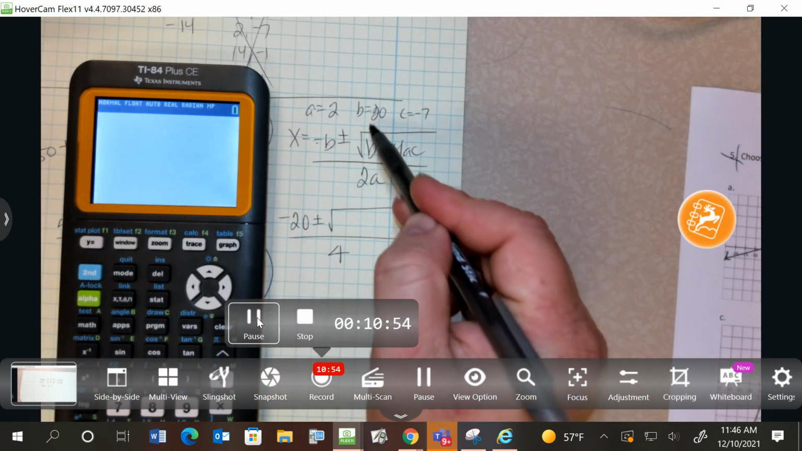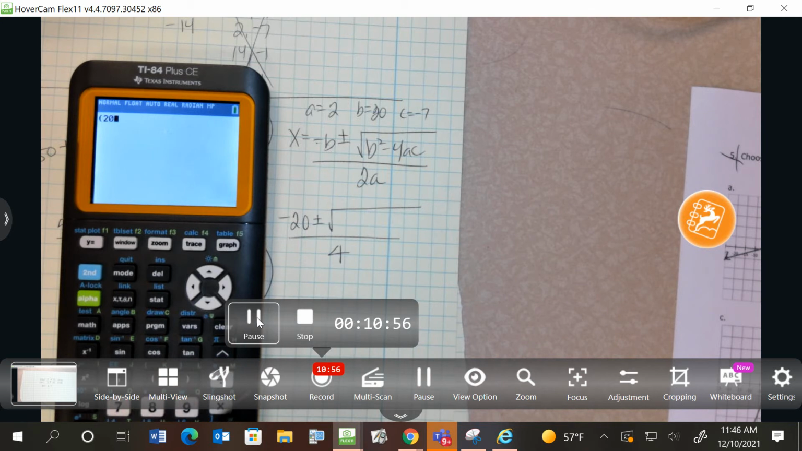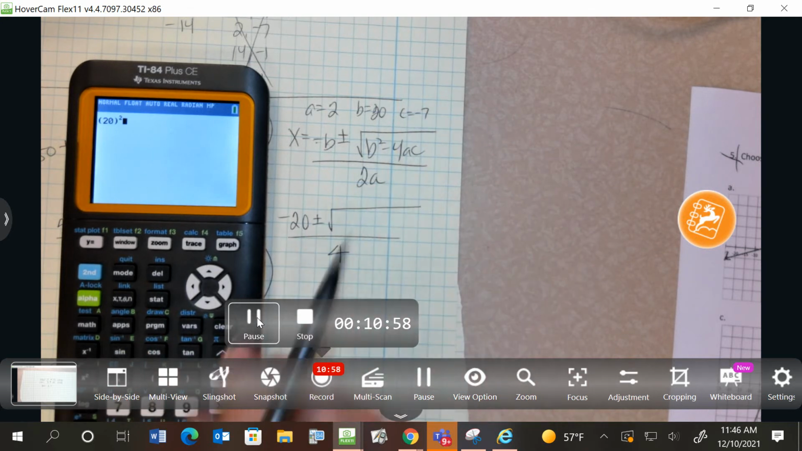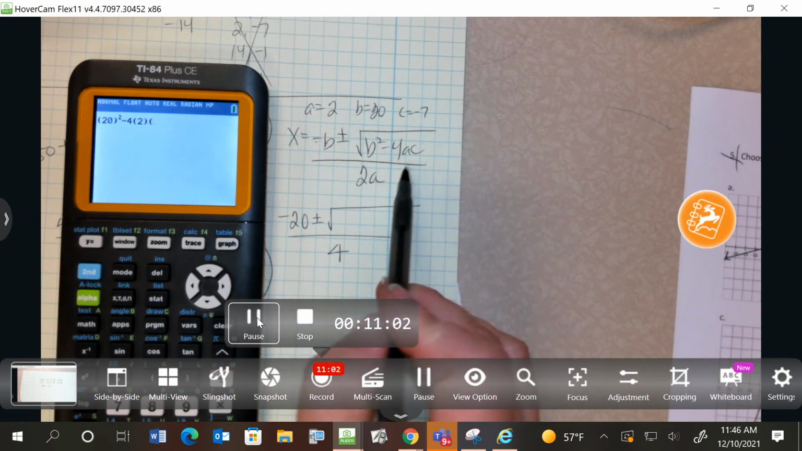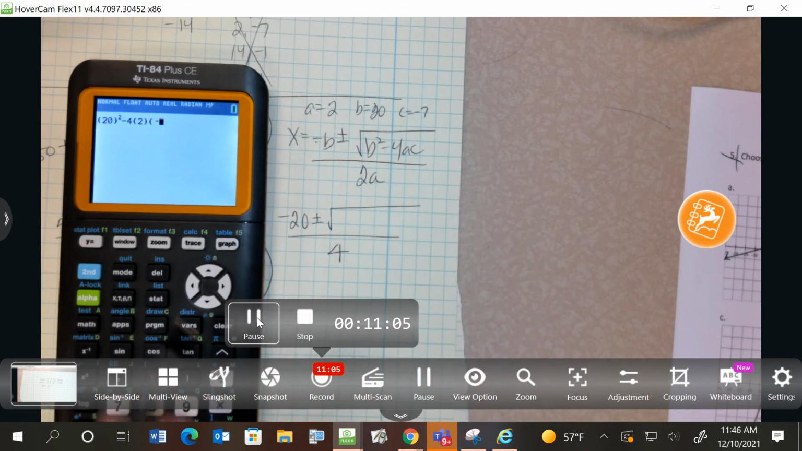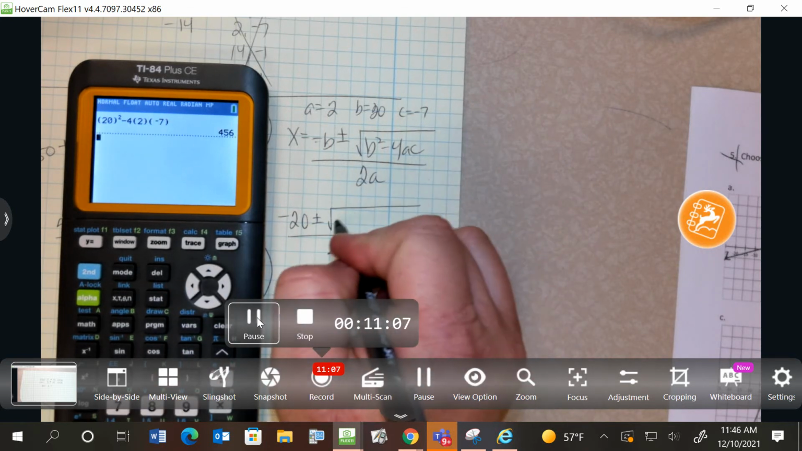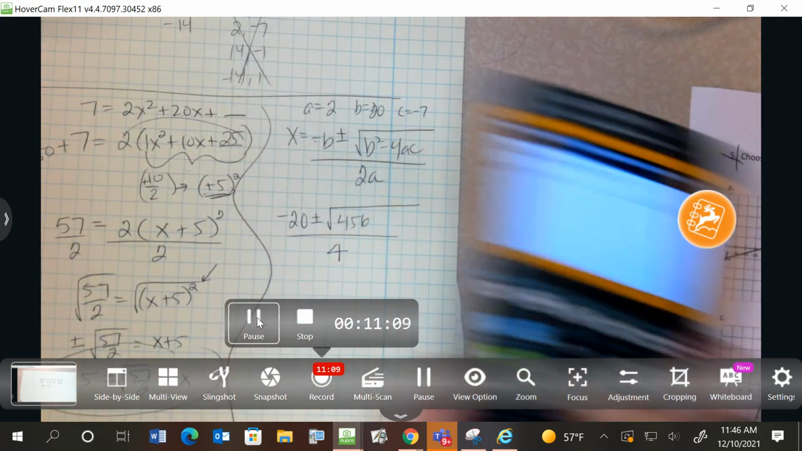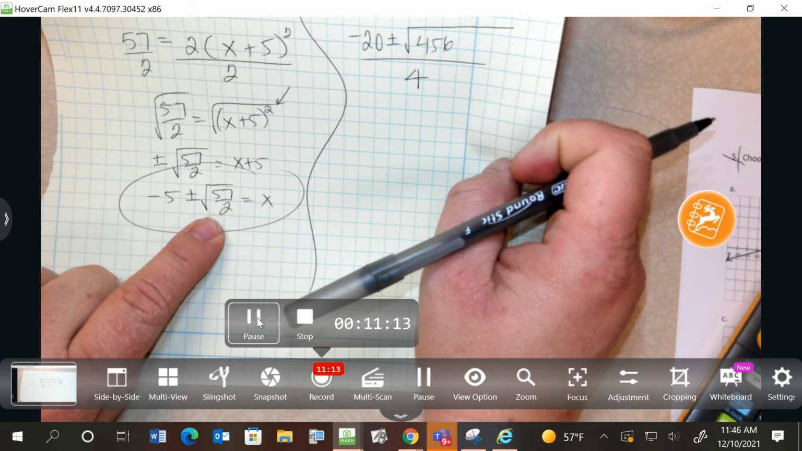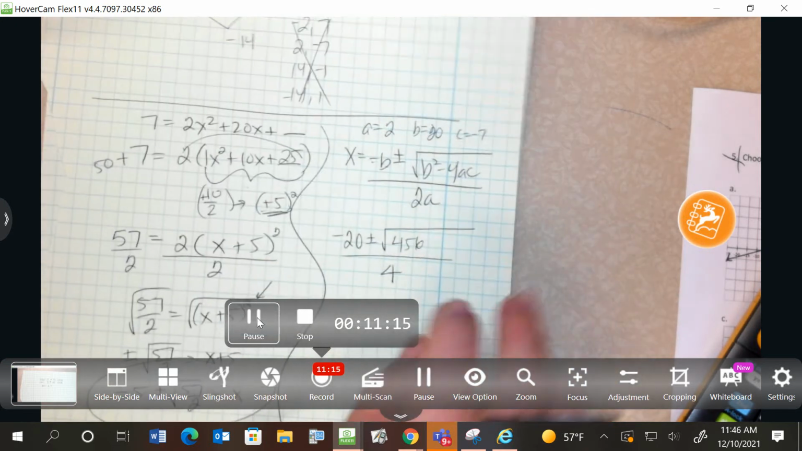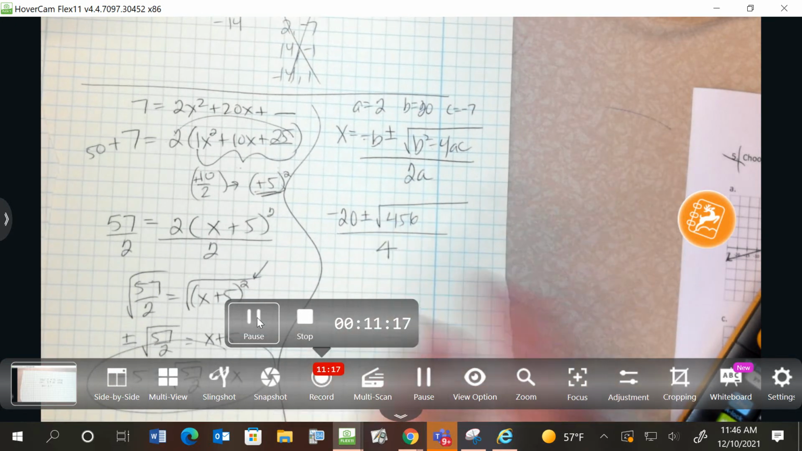So B squared, so 20 squared, subtract 4 times A times C. So inside I end up with 456. And you may be thinking, this does not look like this. It doesn't look anything like it. And that's because we have to work to reduce this. So that's what I'm going to do.